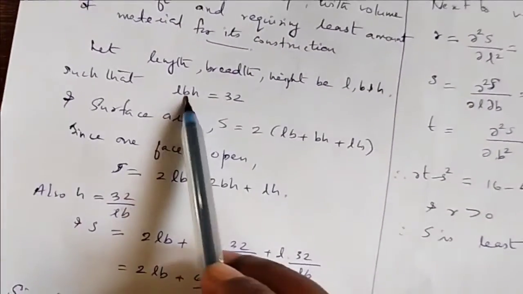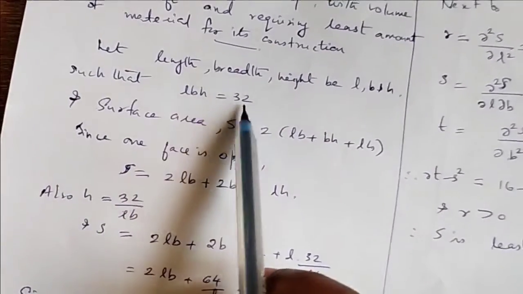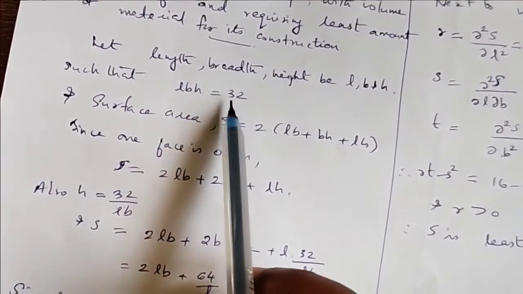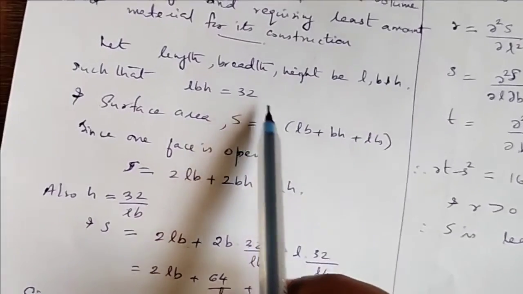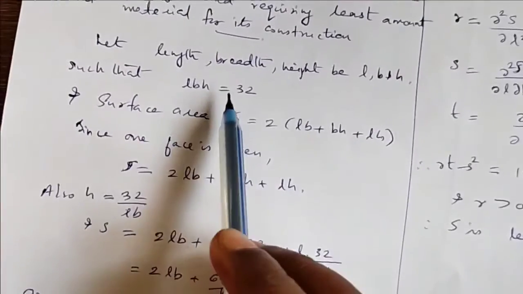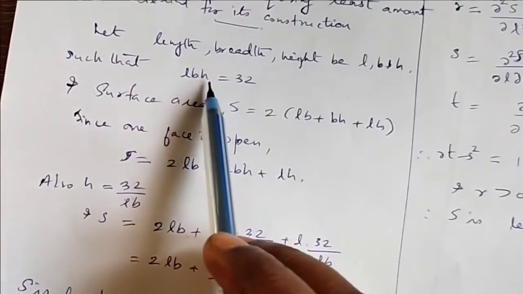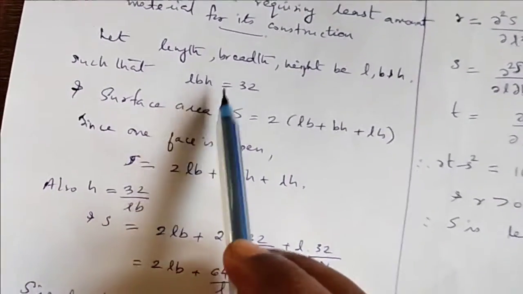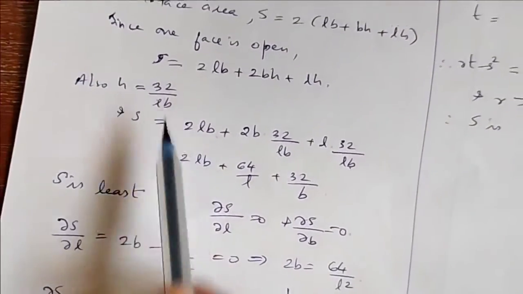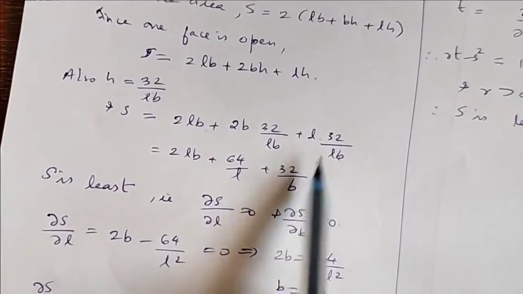So you can take any one of the variables. L, we can write L is equal to 32 by BH or B is equal to 32 by LH. Any one of the variables can be written in terms of the other two. That is the only condition, because to apply the second partial derivative test, the function will be a function of two variables. Okay, you can convert any one, L, B or H. Then S, here I have written H in terms of L and B. So S is 2LB plus 64 by L plus 32 by B.